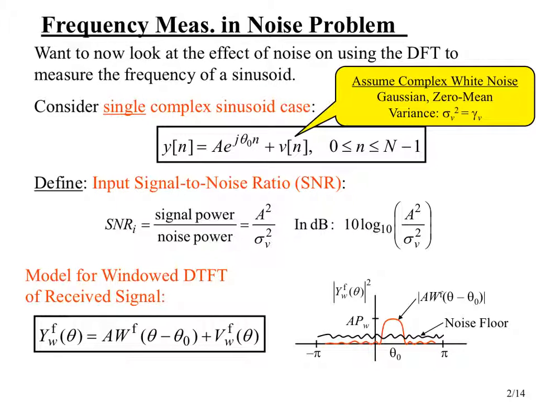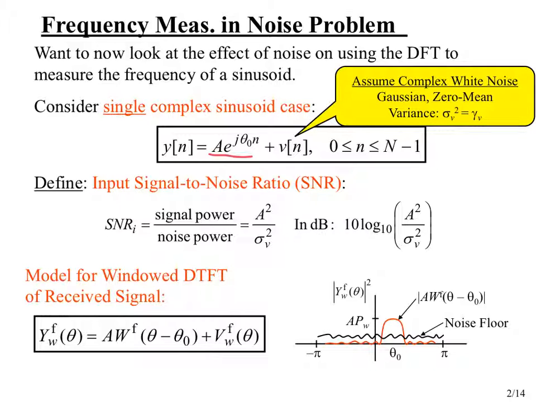probabilistic results here. So we're going to look at a simple scenario that, if you understand this scenario, carries over to a lot of more complicated things. So we're going to look at a single complex sinusoid. So there it is. It has an amplitude of A, frequency of theta 0, and I put the phase at 0, and we could put a phase on it, but it doesn't really matter.